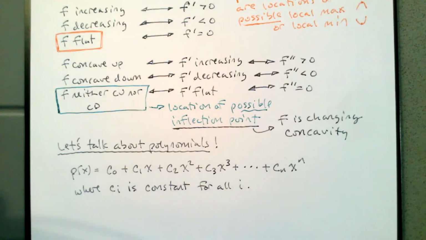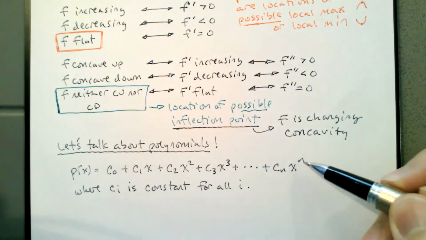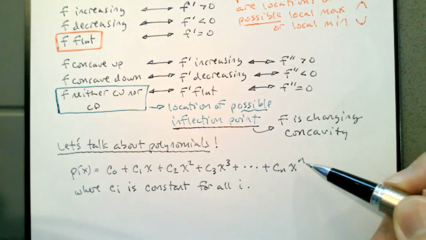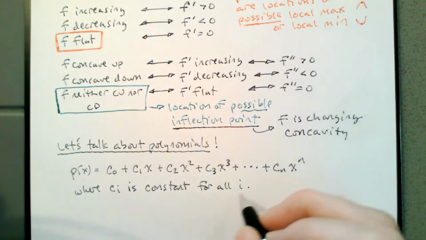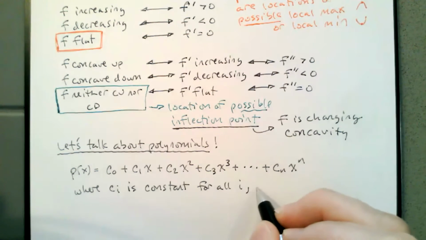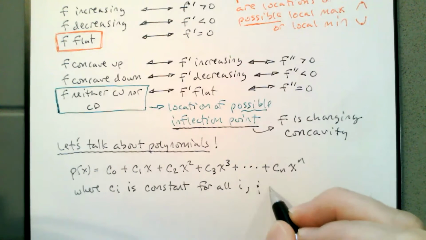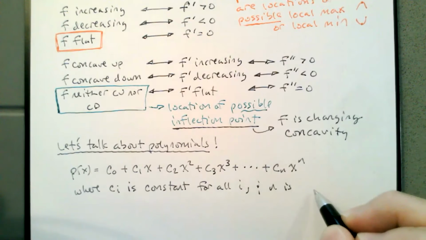Sometimes the polynomials will be in terms of x minus some other constant, but we're going to start with polynomials centered at 0. So we have a constant times some power of x. The highest power of x that we see, c sub i is constant for all i, and n is a non-negative integer.